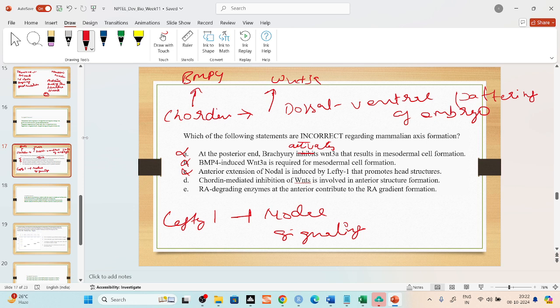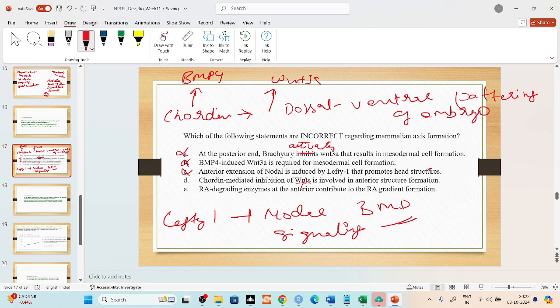So the question here says that chordin mediated inhibition of Wnt is involved in anterior structure formation. So, is it a correct statement or wrong? Wrong. Because chordin inhibits BMP signaling, not the Wnt signaling. Here it is written that chordin inhibits Wnt signaling. No, chordin does not inhibit Wnt signaling, it inhibits BMP signaling. Okay?